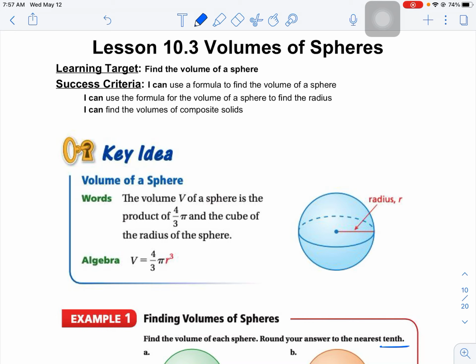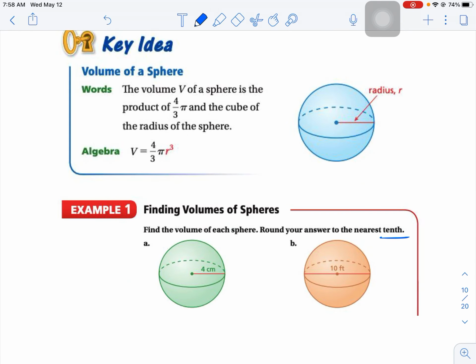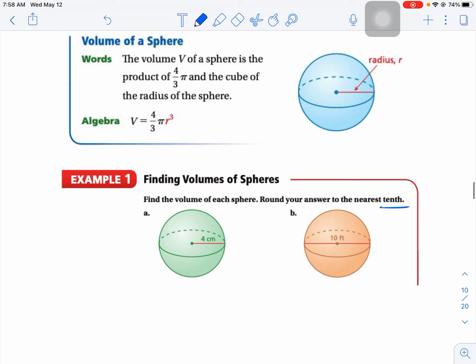You might have like a cylinder and a cone stacked up, or a hemisphere and a cylinder stacked up, and you're able to find both pieces and combine them. All right, so our key idea today, our volume of a sphere formula is 4/3 pi r cubed. Okay, 4/3 pi r cubed.